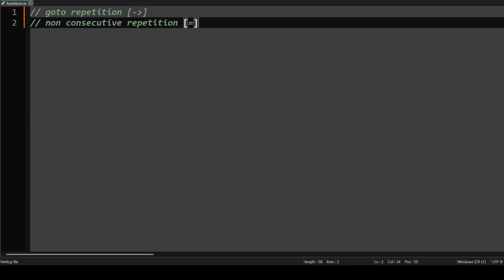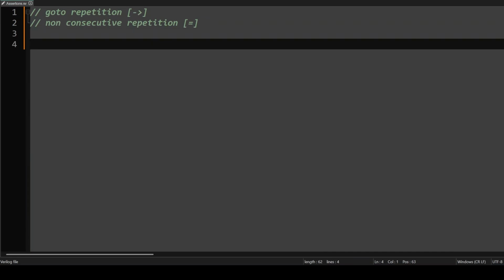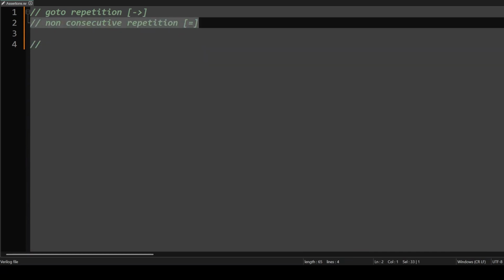So let's begin with our go-to repetition, and let's try to understand how convenient this makes our sequence to be when we use go-to repetition. I will also write the sequence without go-to repetition to help you understand how much of a hassle it will become if you don't use this. So let's begin. As always, my approach is going to be very practical, and I will begin with an example.